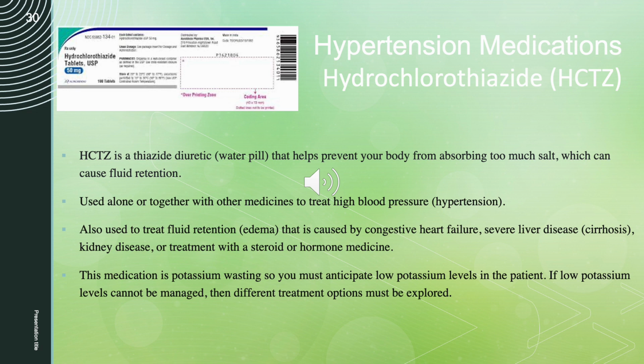Hydrochlorothiazide. This is a thiazide diuretic or a water pill. Helps prevent the body from absorbing too much salt, which can cause the fluid retention, obviously, because wherever salt goes, fluid comes with it, and it loves it. So used alone or together with other medications to treat high blood pressure. So a lot of times they'll do what's called a hydrochlorothiazide lisinopril dose. So usually it's HCTZ of like 12.5 and then lisinopril of like 20, and that's the standard dose.